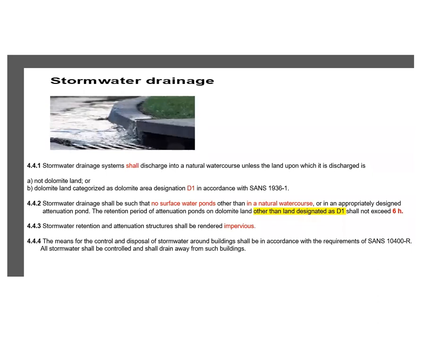Retention or attenuation ponds on dolomite land other than D1 shall be limited to an amount of 6 hours. So it can't be more than 6 hours. Stormwater retention and attenuation ponds shall be rendered impervious, meaning obviously that it mustn't leak or leach. The means of control and disposal of stormwater around buildings must be in accordance with SANS 10400R, which covers stormwater, and it'll always be running away from the buildings in a controlled way. So obviously you don't want stormwater backing up onto the house, but rather moving away from the house.